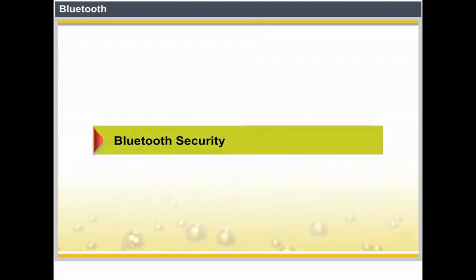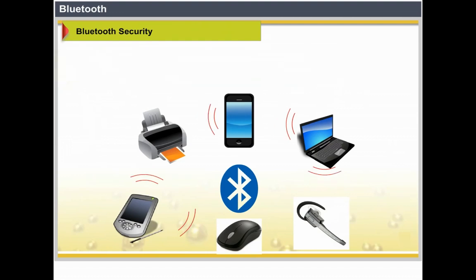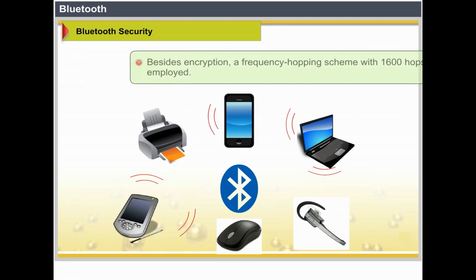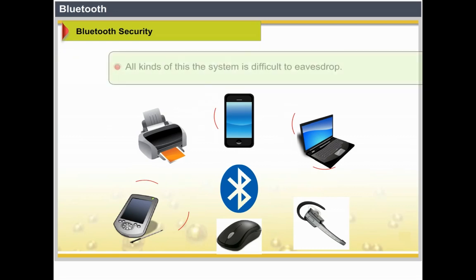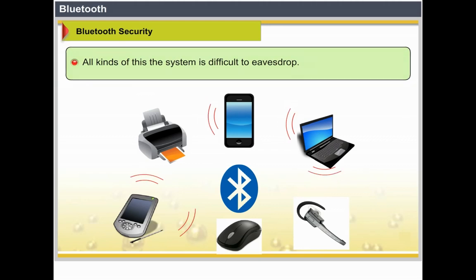Bluetooth security. In a wireless environment where every bit is on the air, security concerns are high. Bluetooth offers security infrastructure starting from authentication, key exchange to encryption. In addition to encryption, a frequency hopping scheme with 1600 hops per second is employed. All of this makes the system difficult to eavesdrop.